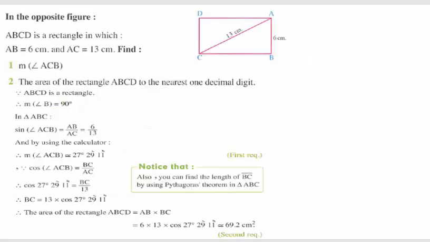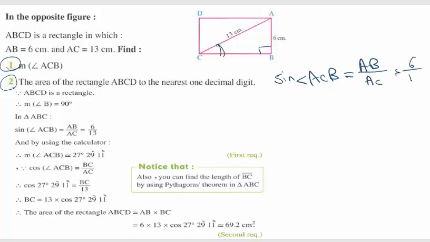Okay, here is a very important example. He is telling me that ABCD is a rectangle in which AB equals 6 and AC equals 13. He is asking you to find two things: first, the measure of angle ACB, and the last one is the area of the rectangle. Before we start, as you know, in a rectangle all its angles are right angles. Therefore, the measure of angle B equals 90 degrees. So I can say that sine of angle ACB, which is the required angle, will be opposite AB over AC, which is 6 over 13. To find this angle, how do we do it?